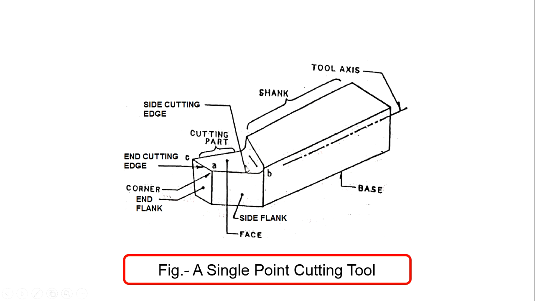Then this top surface is called the face of the tool, then the shank of the tool, the axis of the tool, the base of the tool. Now this is the basic geometry of the single point cutting tool. Okay, we will go into detail later on with the help of the different angles, the geometry of the single point cutting tool.